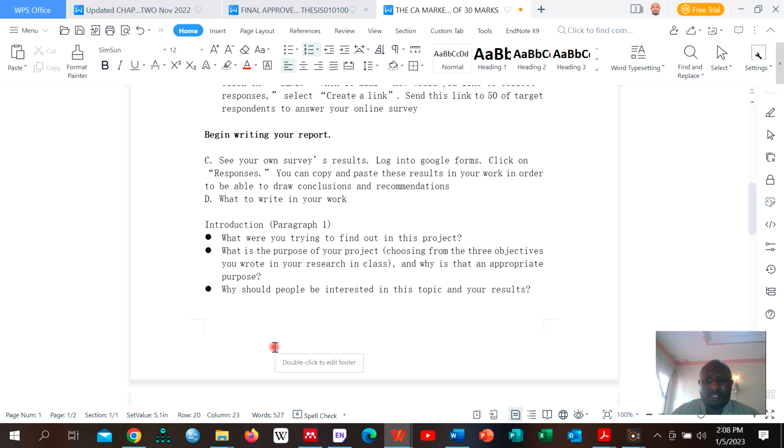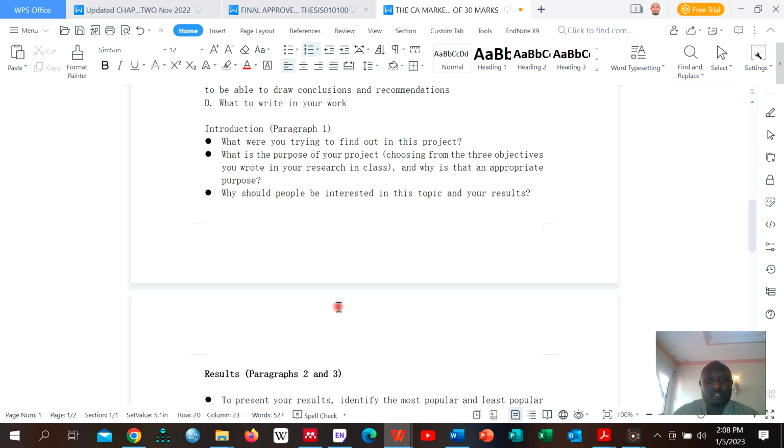Now, in your writing, what do you write? You are supposed to write in the introduction. You bring back what you wrote in your first assignment, or the aspects of your introduction, your problem statement, your research objectives, your research hypothesis, and then you go ahead to write about your results. So your introduction must have that.